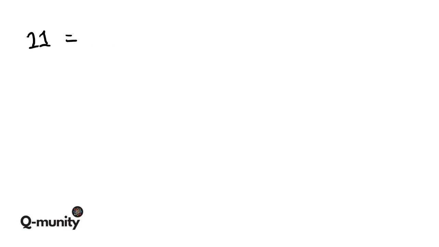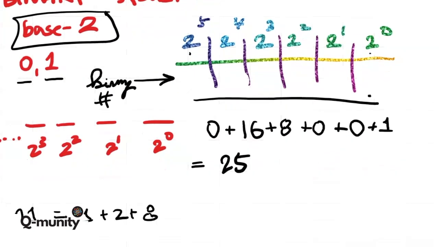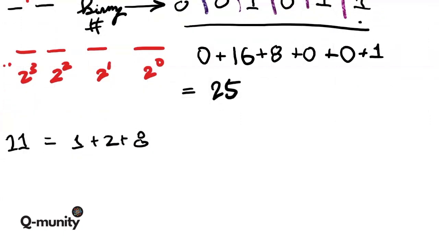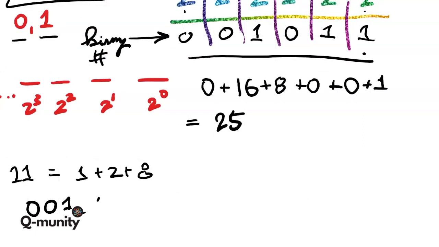In this case, you can express it as the sum of 1 plus 2 plus 8. And then if you take that, and if you go up here, you recognize that it's filled in at 1, right? And you have a value at 2, and you have a value at 8, and everything else is 0 because that is not a part of the sum. Then in this case, your binary number as a base 2 number is 0, 0, 1, 0, 1, 1, right? That's 11 written as a binary number.